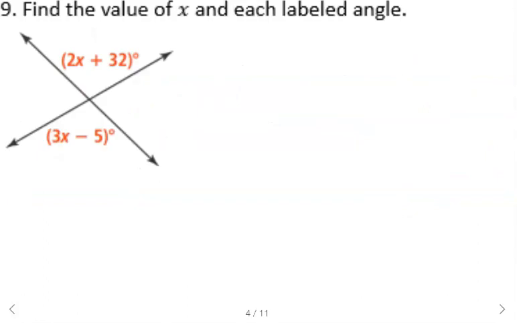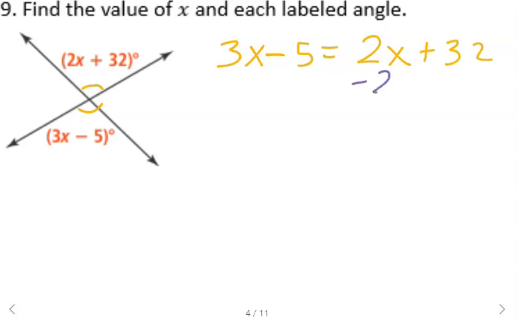Number 9, we've got vertical angles here. Vertical angles are always congruent, so their measures are equal. You can subtract 2x to get the variables on one side, and then we'll subtract 5, or add 5, excuse me, to get rid of the minus 5.